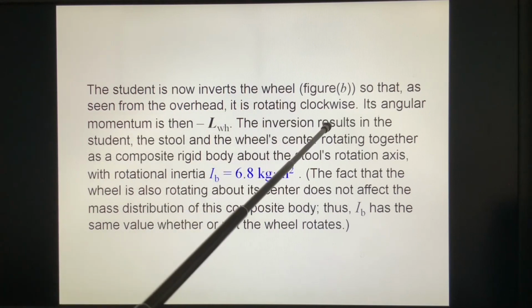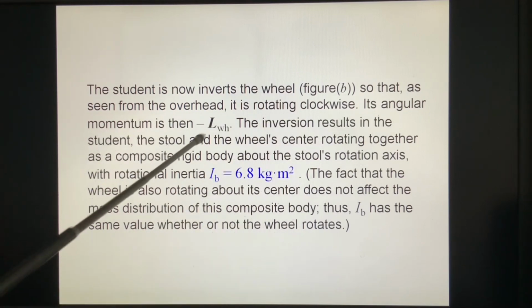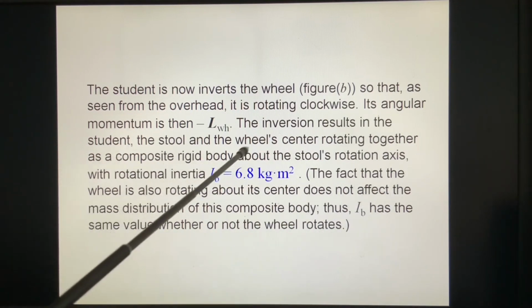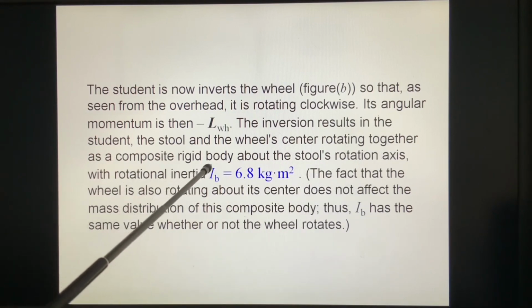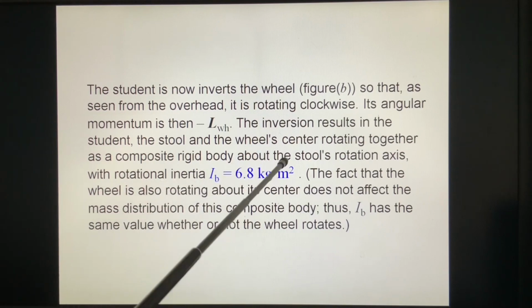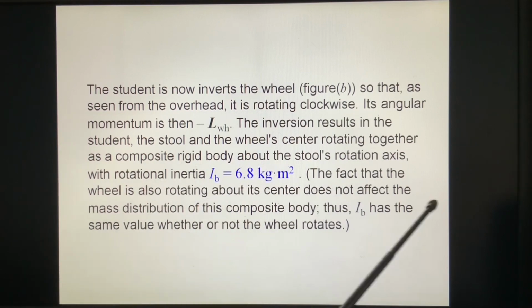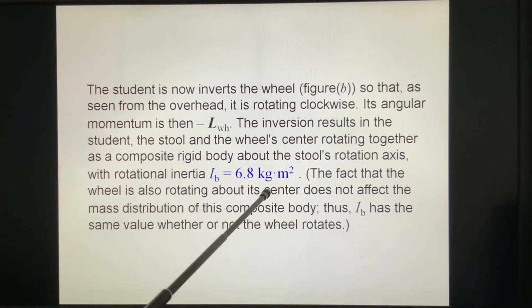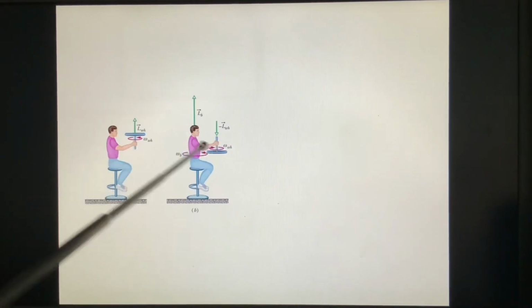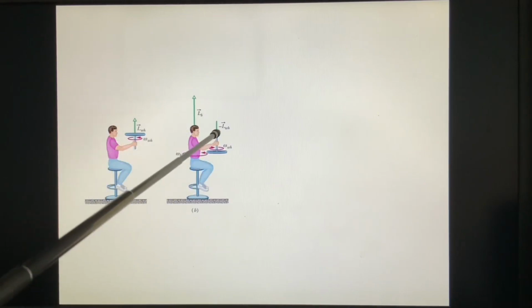The inversion results in the stool and the wheel center rotating together as a composite rigid body about the stool's rotation axis, with rotational inertia I_B of 6.8 kilogram-meter squared. The fact that the wheel is also rotating about its center does not affect the mass distribution of the composite body. Thus, I_B has the same value whether or not the wheel rotates. Now we rotate this up. Now it's going down.